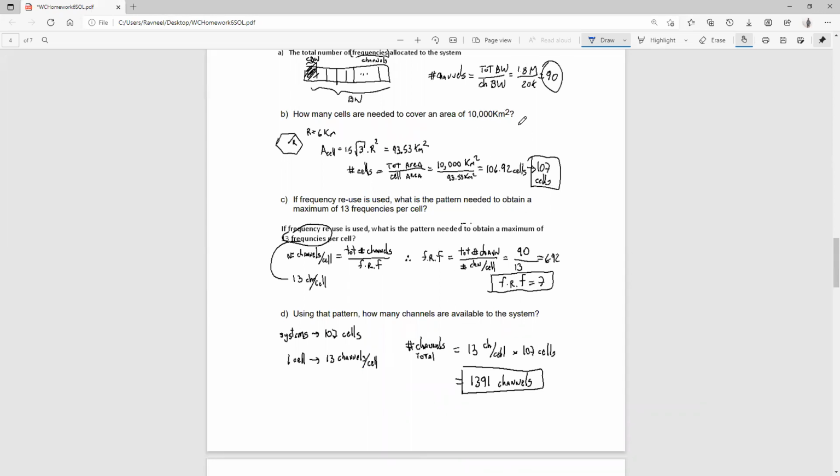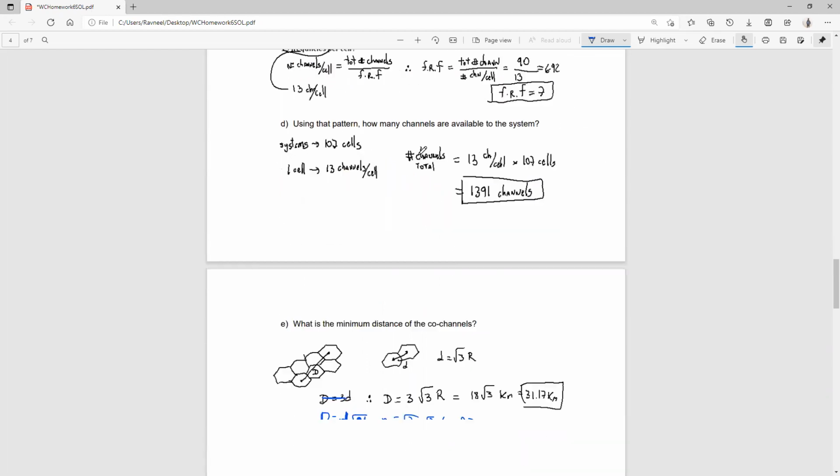So how many channels are needed to cover this particular area? That is 13 channels per cell times 107 cells. That is going to be equal to 1,391 channels needed to cover this particular area, right?